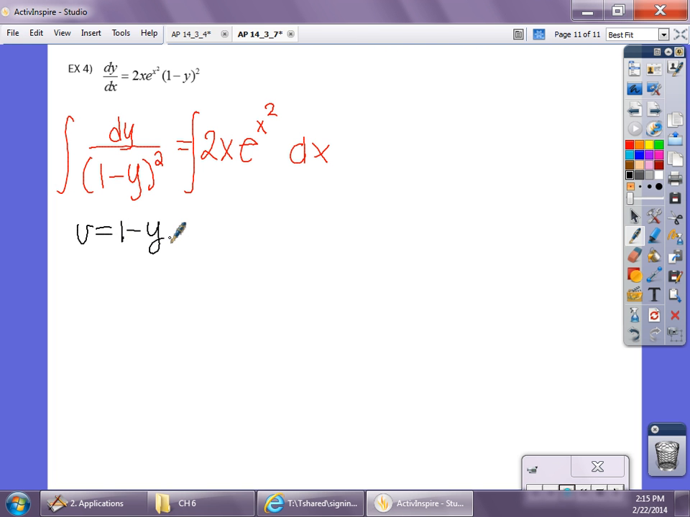Alright, so just to make sure we're on the right track, your u is equal to 1 minus y because it is a substitution problem. Why is it a substitution problem? Number one, we have a chain rule and we have a quotient. I could eliminate the quotient by rewriting it as the integral of 1 minus y to the negative 2 power times dy, but that's still going to be a chain rule. So I know 100% I'm going to need a substitution to eliminate the chain rule there.